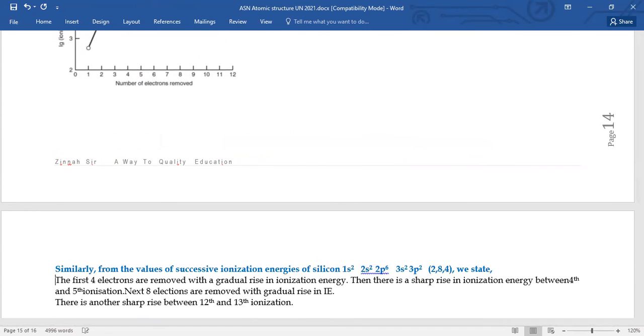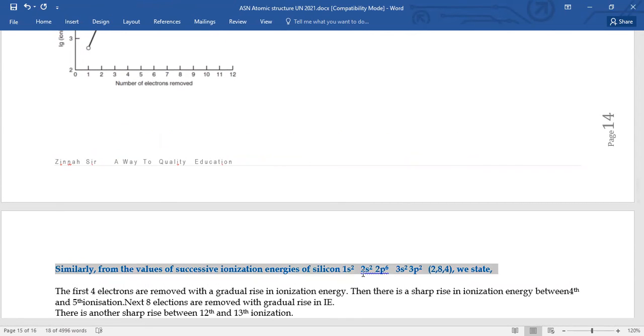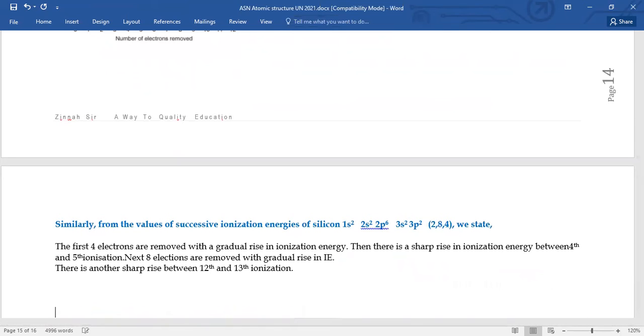Similarly, look, if you get the electron configuration of silicon, 2, 8, 4, understand, 2, 8, 4, and you get a question to explain the pattern of successive ionization energy. Can you say it? Can you write it? Explain the pattern of the successive ionization energy of silicon, 2, 8, 4. Can't you? See the answer here.